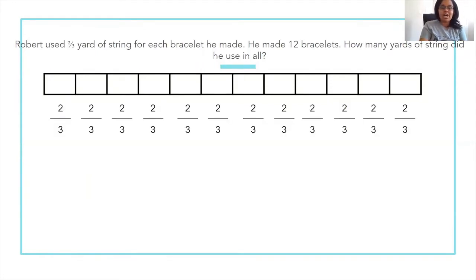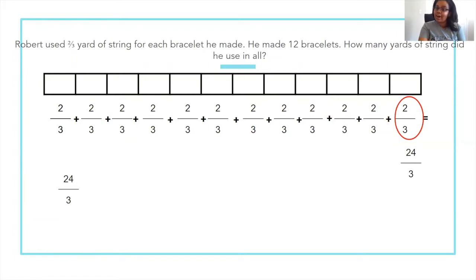And if I want to know how much string Robert used altogether, I know that I can add those 2/3 together to get my answer. So if I start with the first one, I know that 2/3 plus 2/3 is 4/3. Then I would have 6/3, 8/3, count with me, 10/3, 12/3, 14/3, 16/3, 18/3, 20/3, 22/3, and 24/3. So I have my answer of 24/3.